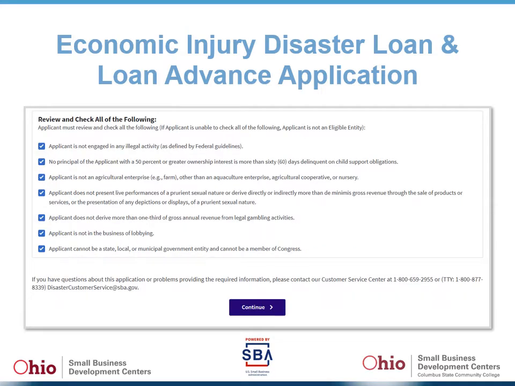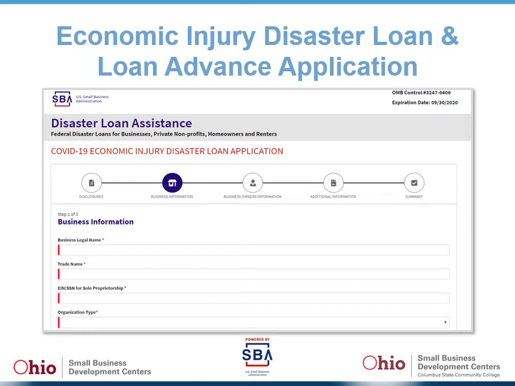In this next section, you'll need to review and check all of the following. If you are not able to check all of these boxes, then you do not qualify for the EIDL loan. So you will need to make sure that you are able to check. Some of the items are that the applicant is not engaged in illegal activity by the federal guidelines, and that you're not an agriculture enterprise in terms of a farm. The farms are not covered under here. But you'll need to go through each of these items, make sure that you're able to check all of them as you move through, and then click continue to move to the second page of the application.